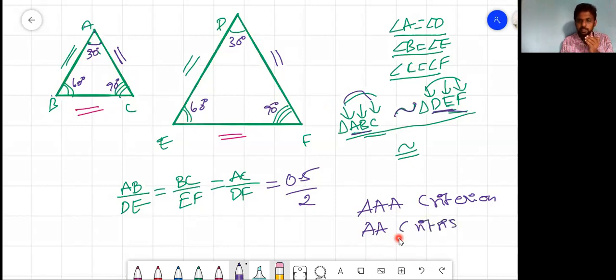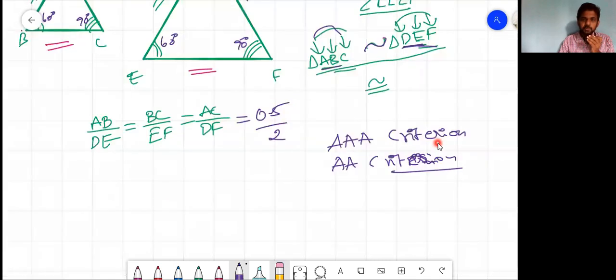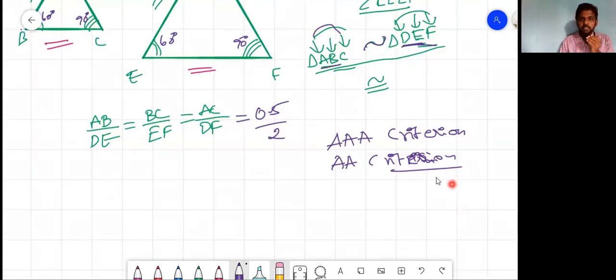So this is the first criterion, right? We have seen this for congruency. In congruency, you cannot see triple A criterion or double A criterion, but in similarity, we can see the double A criterion, right? If the triangles are congruent, we will have this ratio as 1.